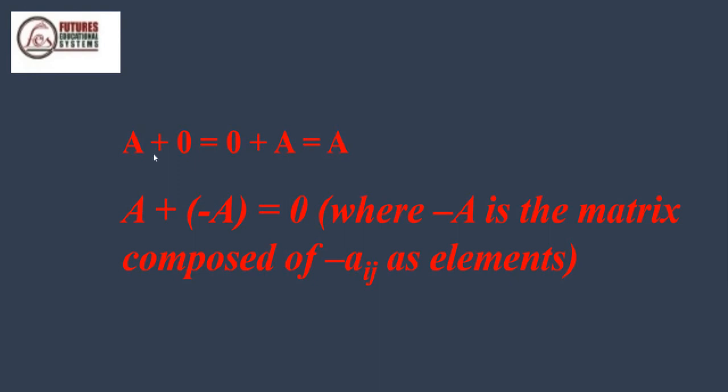Properties. If we add any matrix to the zero matrix, or add the zero matrix to the same matrix, the result equals A, the same matrix. The second property: if we add matrix A to its additive inverse, the result is the zero matrix.